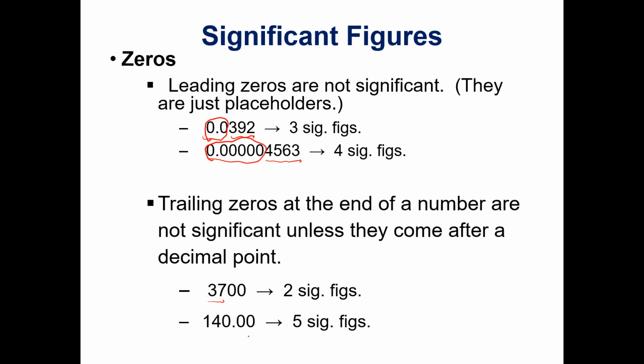So 140.00 would have 5 significant figures because the 1, 4, 0, and the 2 zeros after the decimal are all considered significant.